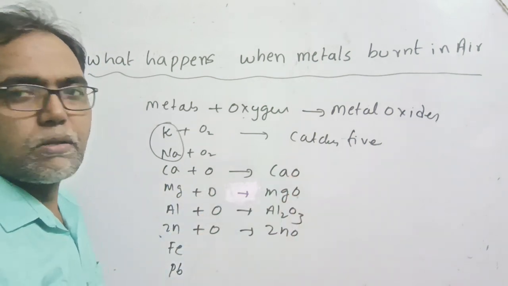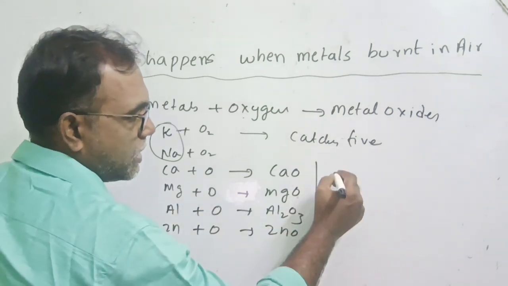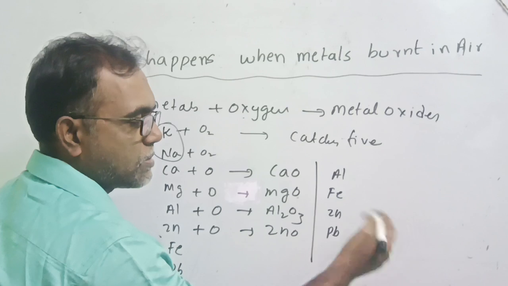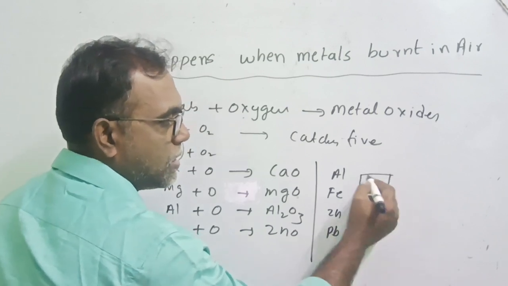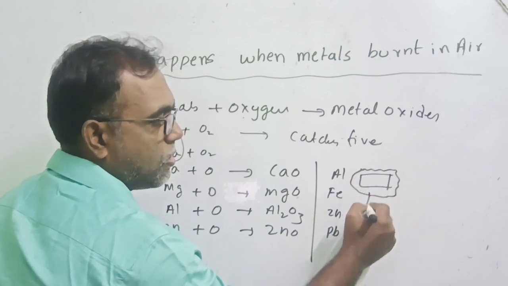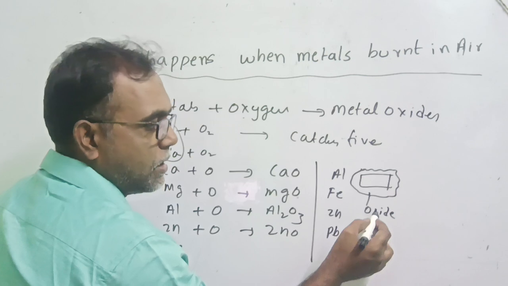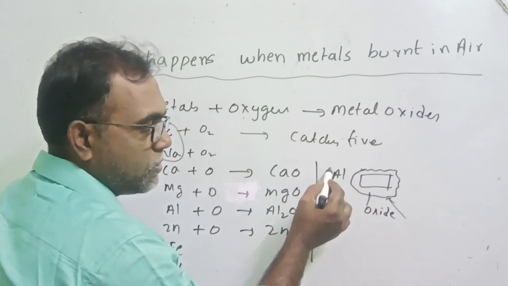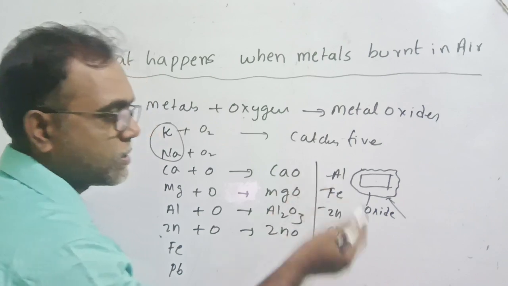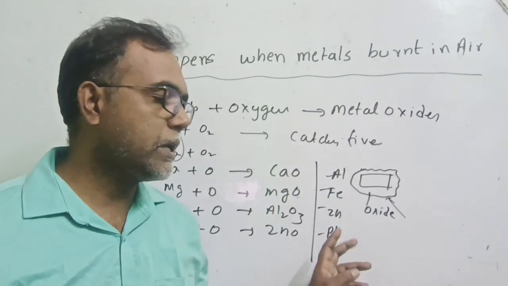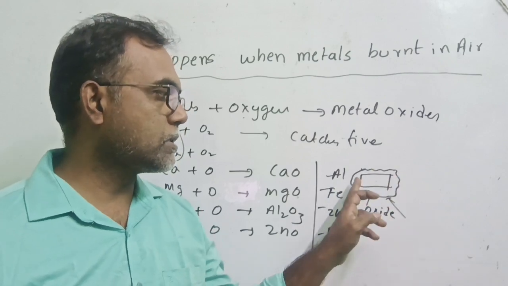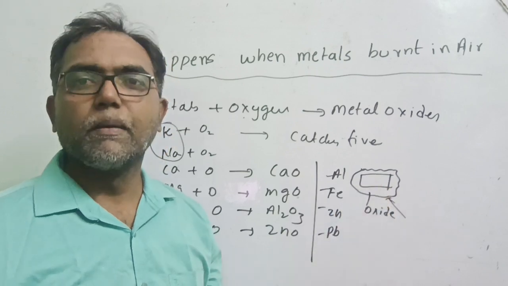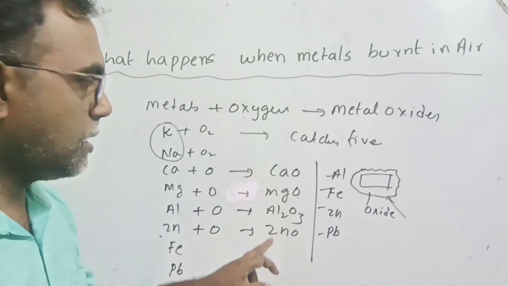When you keep metals like aluminum, iron, zinc and lead in the atmosphere for some time, they react with atmospheric air and develop an oxide coating layer on the surface of the metal. This layer prevents further oxidation of the metal. These metal oxides are basic in nature.